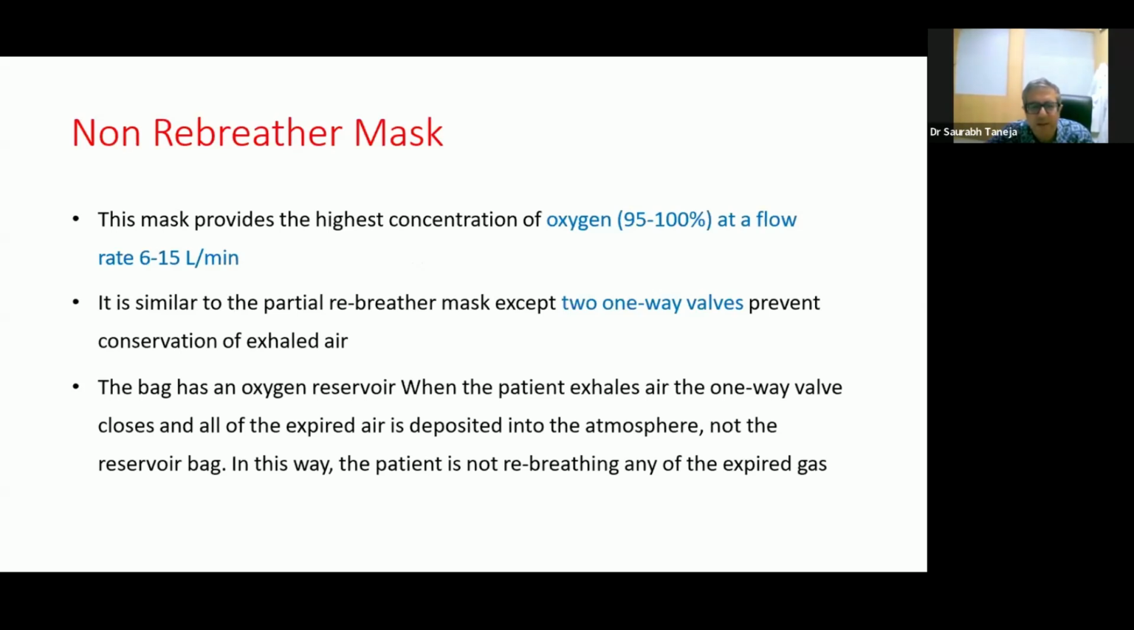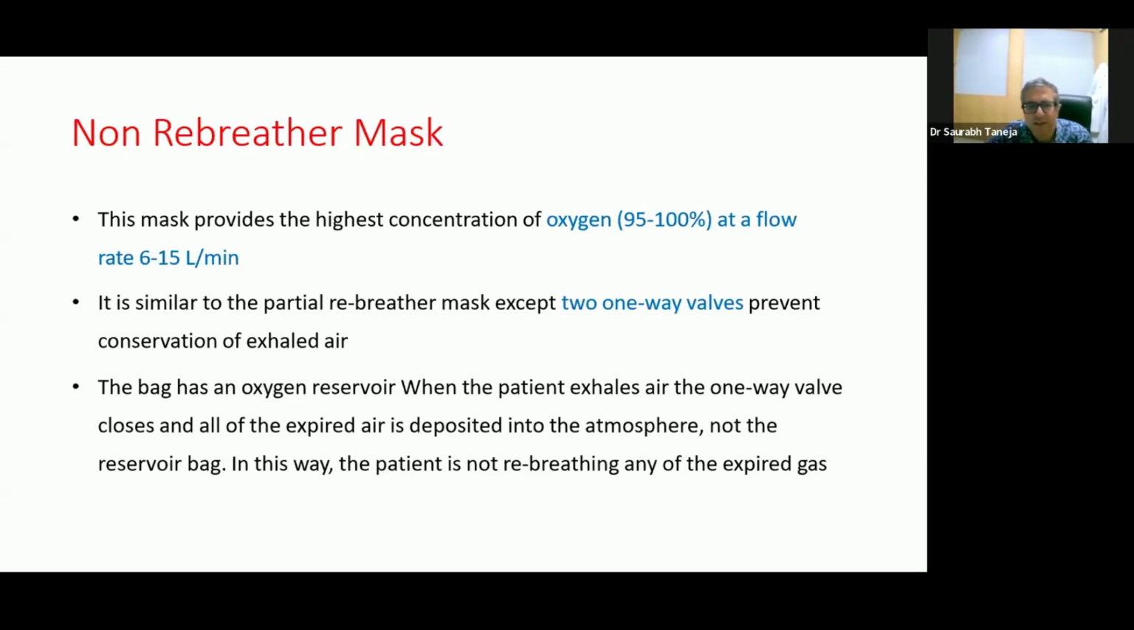So it is similar to the partial rebreather mask except that two one-way valves are present, which prevent conservation of exhaled air. It also has a reservoir bag. When the patient exhales, the one-way valve closes and all the expired air is released into the atmosphere and not into the reservoir bag. The idea is that when we open the flow to 15 liters, the oxygen collects in the reservoir bag. When the patient starts to breathe in, the air comes from the reservoir bag, and when the patient exhales, that valve closes and the exhaled air goes into the atmosphere. So the patient is not breathing any of the expired gas.